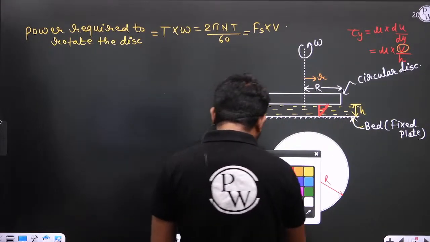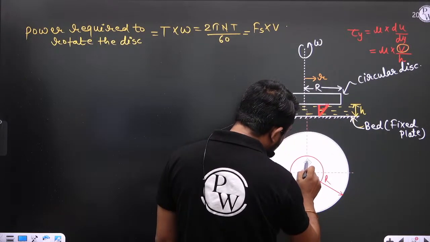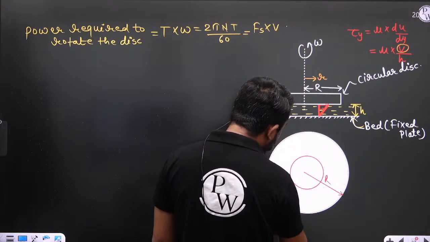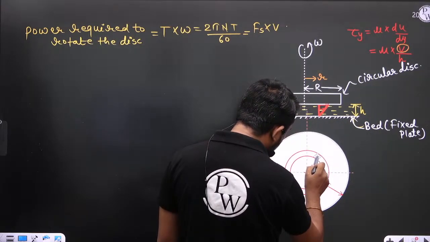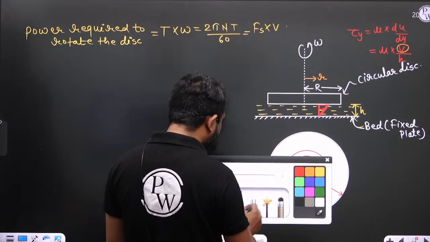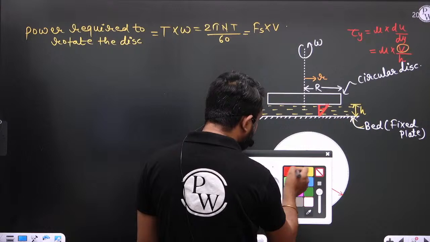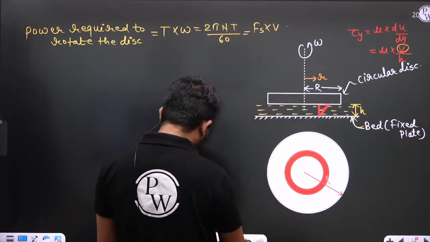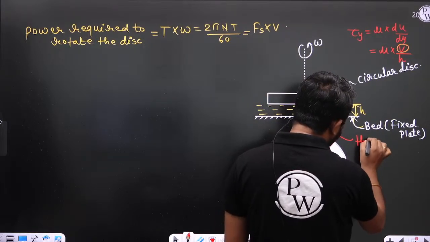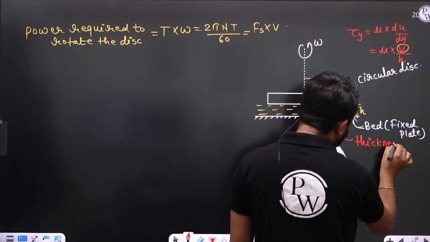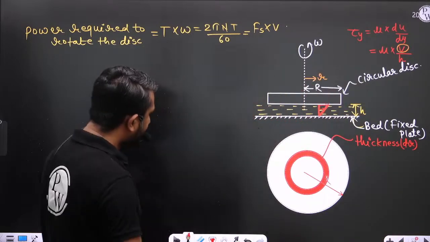To calculate the small elemental shear force, what I am doing here: at a radial distance r, I am considering a small elemental area. So this is the small elemental area. And what is the thickness of this small elemental area? That thickness is dr.